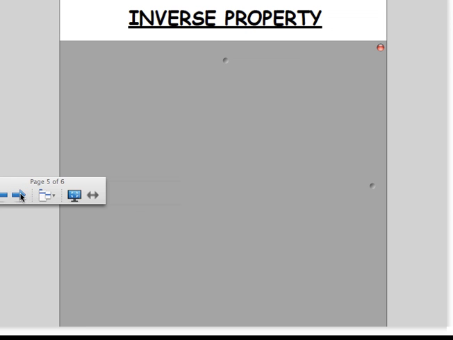The last property we're going to look at in this slide is one that tends to be pretty tricky, which is the inverse property. In order to help you understand the inverse property, I want you to remind yourself what was the additive identity and what was the multiplicative identity. The additive identity was 0, because if you add 0, it doesn't change it. The multiplicative identity was 1, because if you multiply by 1, it doesn't change it. The inverse property is you need to do whatever you can to get to 0 or to get to 1.